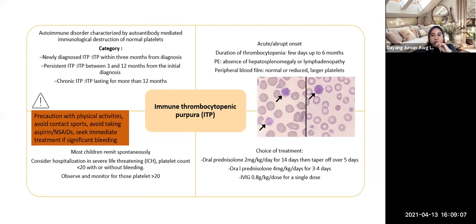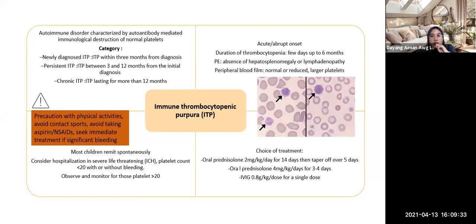So these are the summary of immune thrombocytopenia. For ITP, commonly presented as absence of hepatosplenomegaly or lymphadenopathy. And in peripheral blood film, we can find there is a larger platelet size.